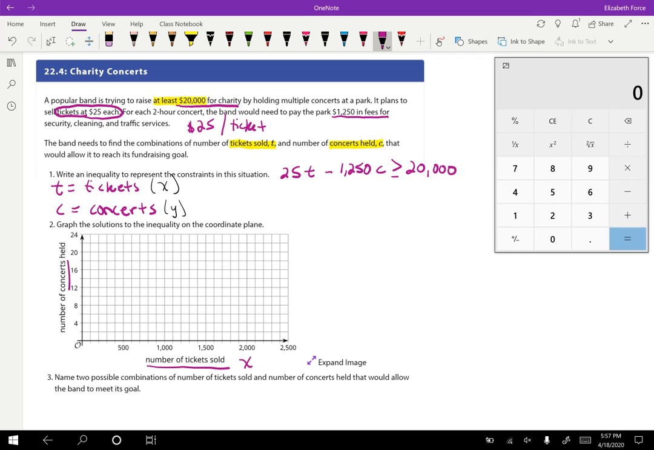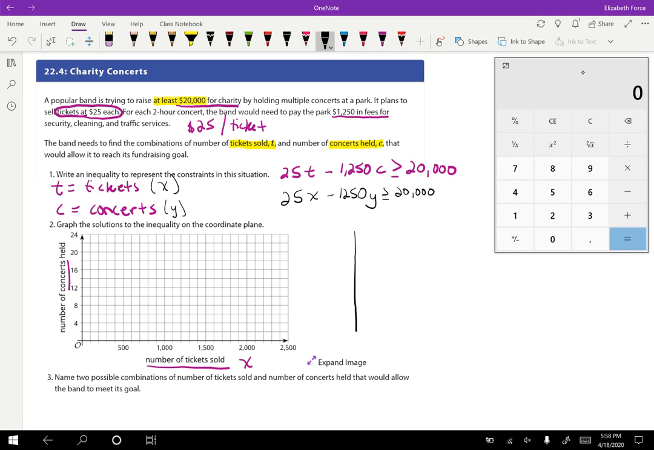And remember who they put on the x-axis and the y-axis, so you can actually rewrite this as 25x minus 1250y has to be greater than or equal to $20,000. Now, part 2 is going to say go ahead and graph our solutions to the inequality. So we kind of got to set up our line, and we got to figure out which boundary we want to shade.